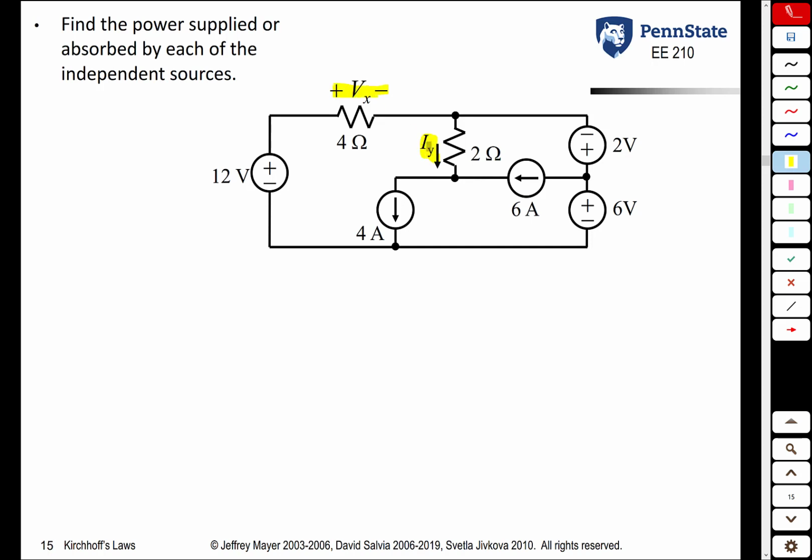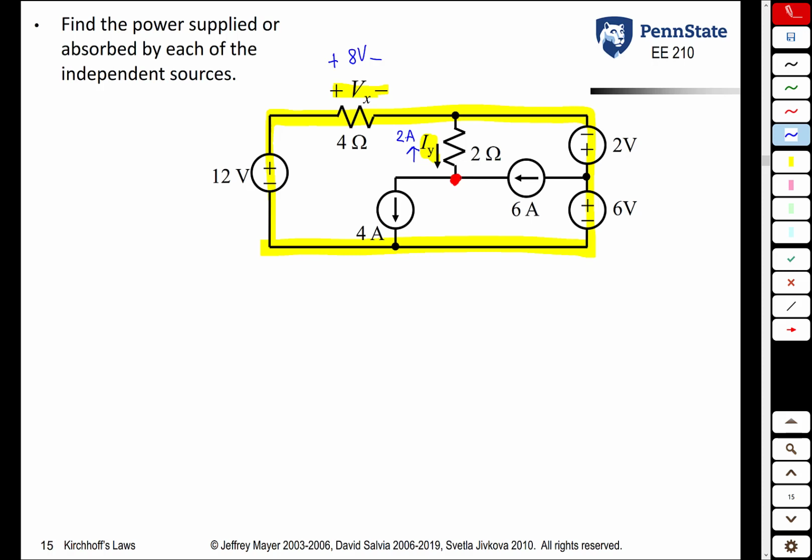We saw that Vx was fairly simple to find by doing a KVL along this loop here. And we saw that Vx was 8 volts with the plus on the left and the minus on the right. We saw that Iy could be found very easily by doing KCL at this red node here. And we saw that using KCL that the current through this 2 ohm resistor was 2 amps going up. So this is what we did in the previous lecture.